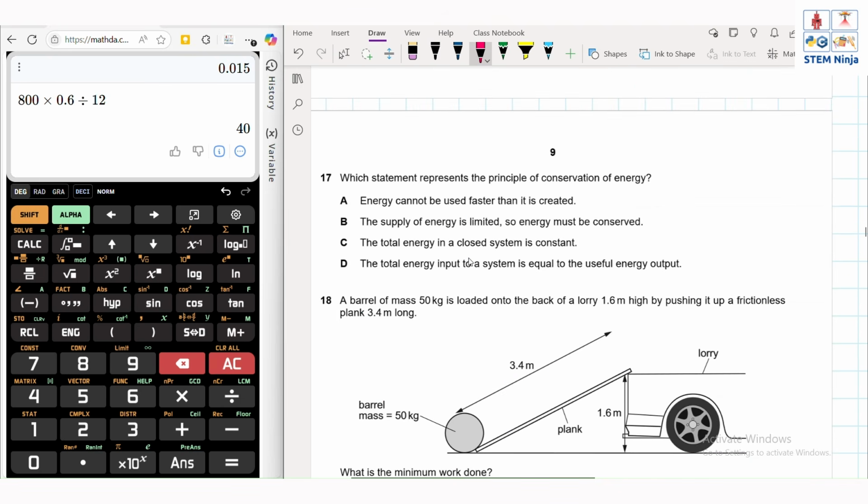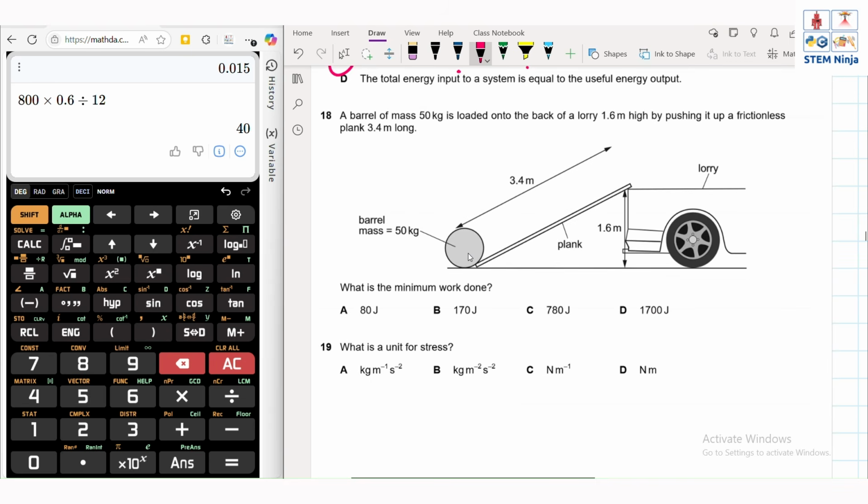All right. Which statement represents the principle of conservation of energy? That states energy cannot be created or destroyed but can be transformed. Or it could also be said that the total energy of an isolated system remains constant. Total energy in a closed system is constant. Closed system means there is no energy loss from or input to the system, so the total energy would remain the same.